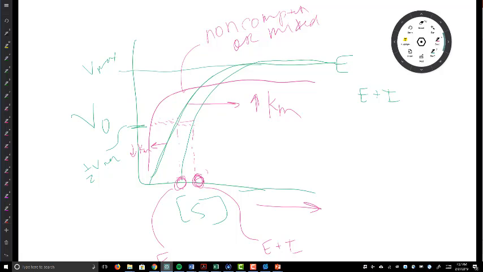But generally speaking, the Michaelis-Menten fit is always going to be the best fit. And as a researcher, if you're at a university, you're generally going to have access to good curve fitting software.